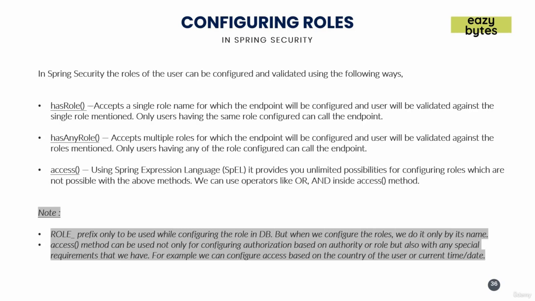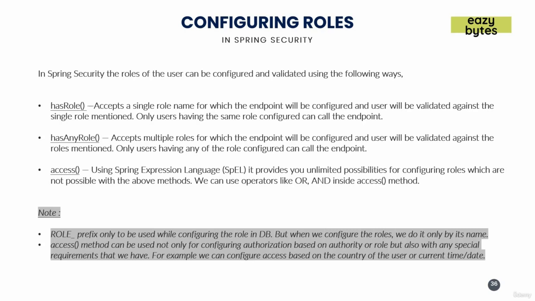And one more beauty with the access method is it's not only about the user authorities and roles. You can control the access to that particular API based upon any condition. Like you may have a scenario where the users from a particular country, or where the users should be able to access this path only during a certain time frame or certain date. In all such scenarios also, you can leverage the access method. Whereas hasRole, hasAnyRole, hasAuthority, hasAnyAuthority are tied up with your authorities and roles. So that's the main advantage of the access method.